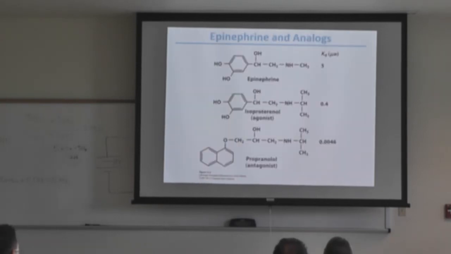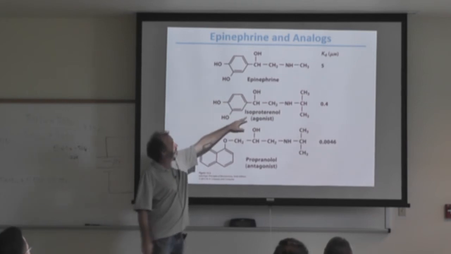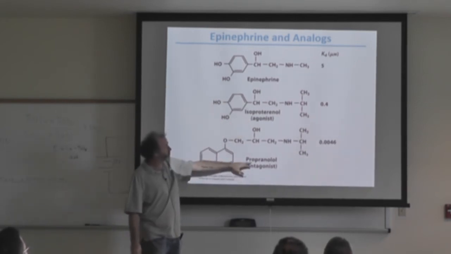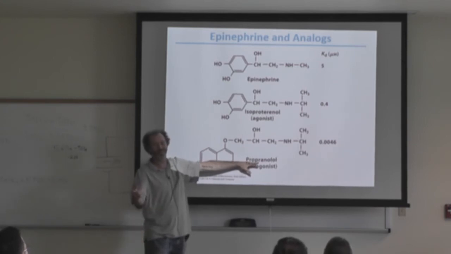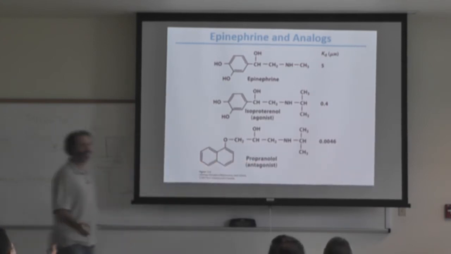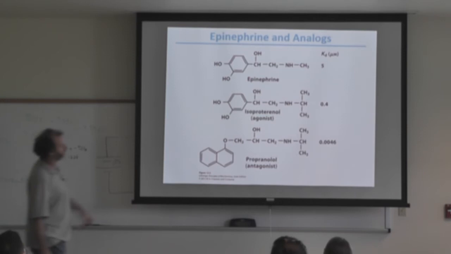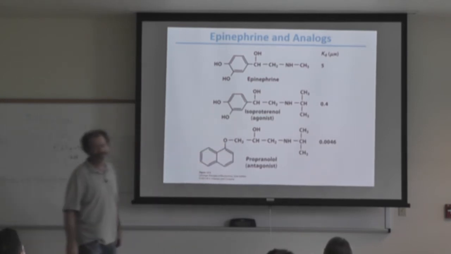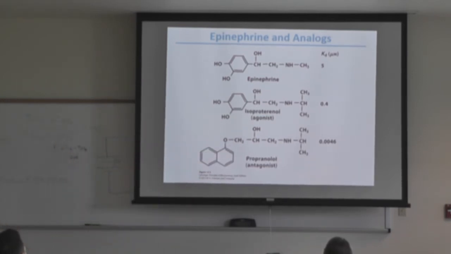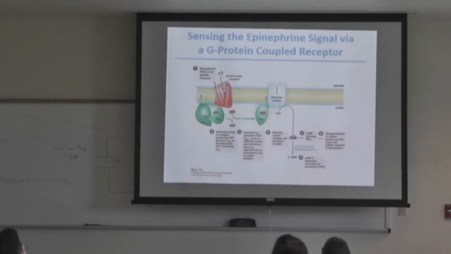And it's very specific, so you can see the epinephrine structure. Isoproterenol is an agonist that acts like that, and then you have propranolol, which basically blocks it. So, antagonists.